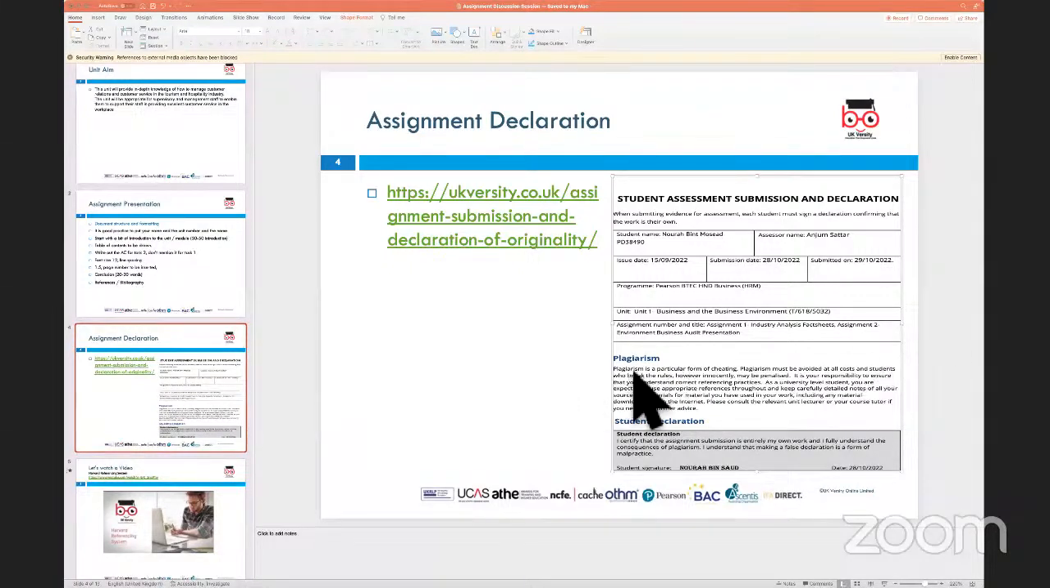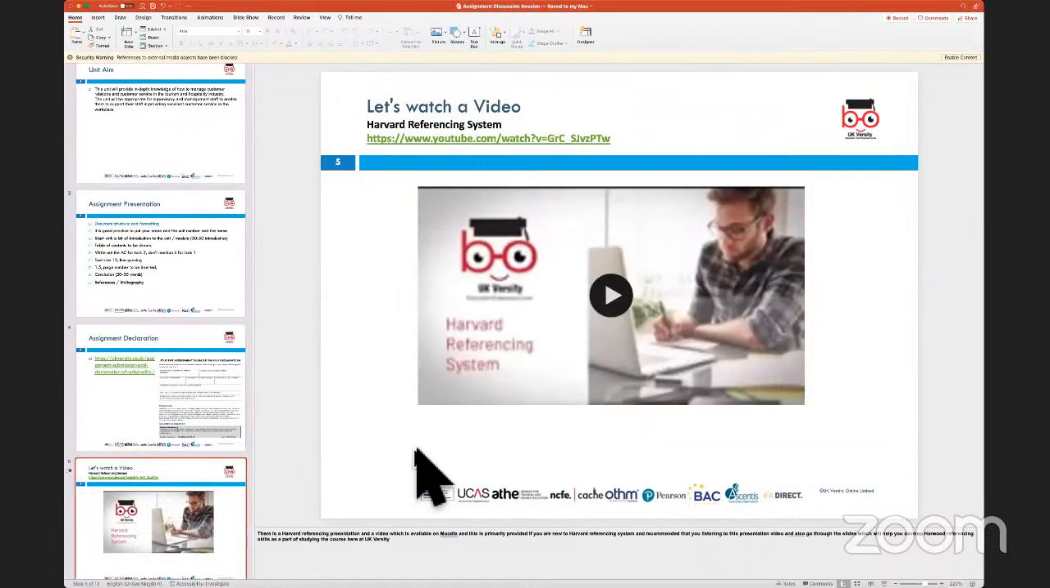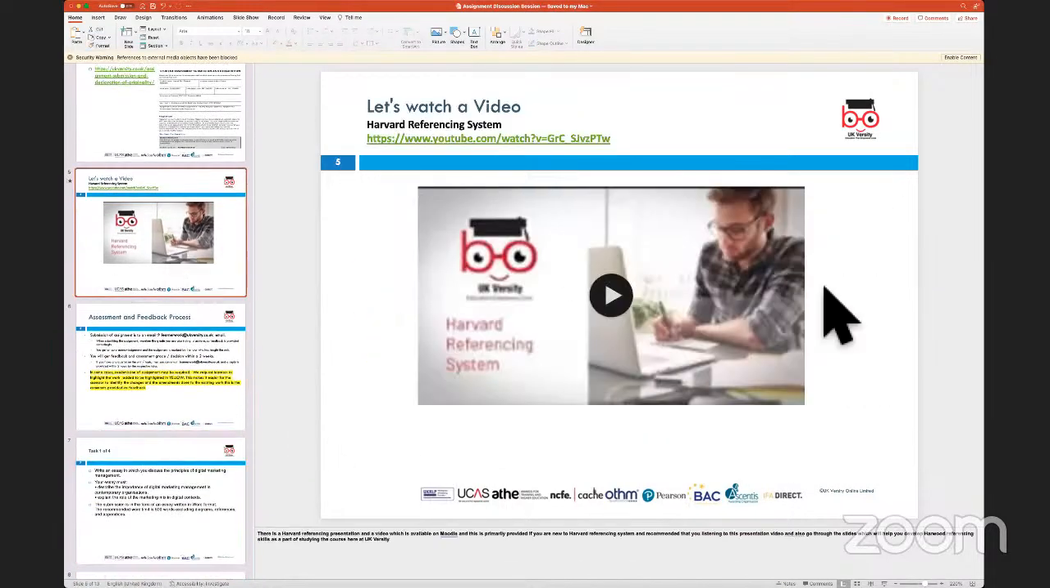So this is an administrative part, which you would need to keep in mind when you submit the assignment for the purposes of marking. Now, if you need to refresh Harvard referencing, or you need to go through some bits of what Harvard referencing is, there is a presentation up on Moodle.